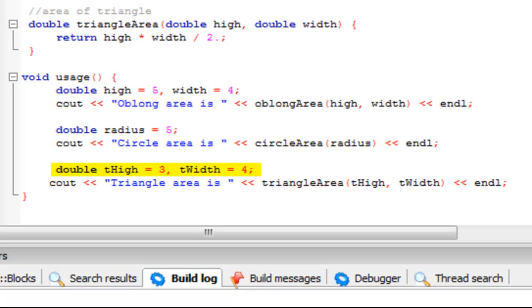Finally, we have two double variables that represent the height and width of a right triangle. Then, we can calculate and display the area of the triangle by calling the function triangle area, for this height and this width.